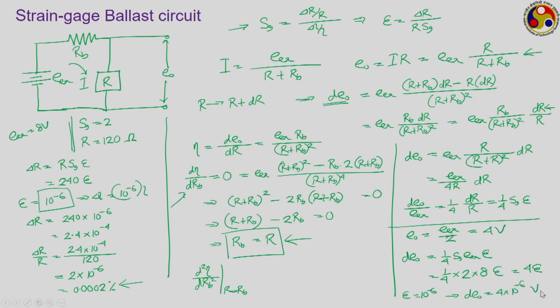That is an extremely small change in voltage that we are talking about. Look, the initial voltage was 4 volt, and now we are talking about a change of 4 into 10 to the power minus 6 volt. So, dE naught by E naught is just 10 to the power minus 6, which is an extremely small resolution that we are looking for from our voltage measuring instrument. So, despite putting the optimal condition like this, the ballast resistor circuit requires very high voltage measurement resolution to get a proper observation. That is the biggest problem with the ballast resistor circuit.